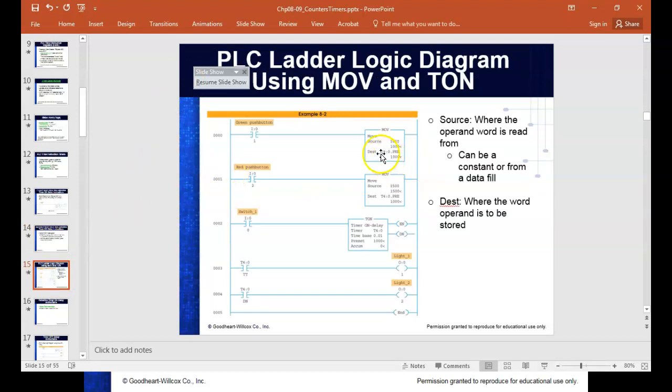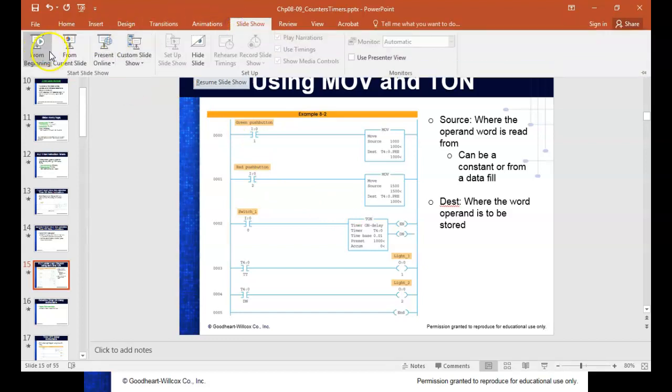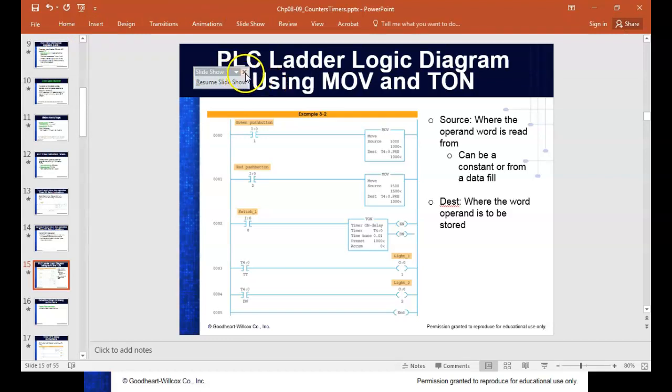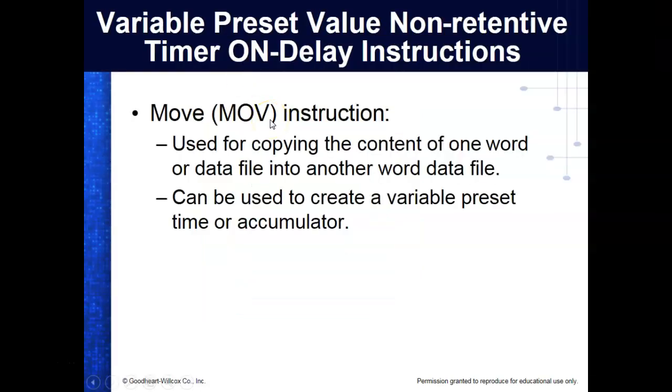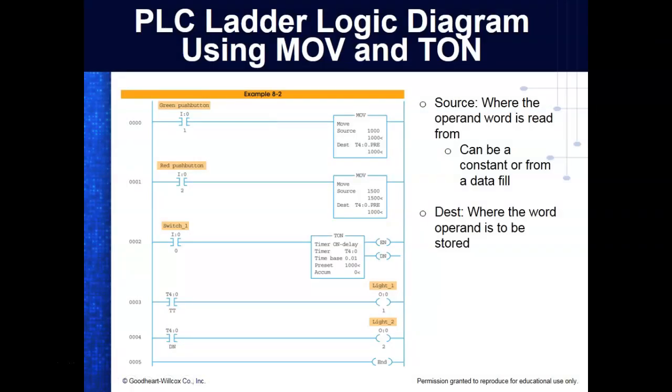So here's the one that they showed us in the textbook, where they're actually using two move instructions. This is going to put 1,000 into it. That's 1,500. I can either time from 10 seconds or 15 seconds. Does that make sense? Right. That move instruction is really powerful.